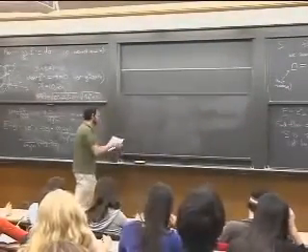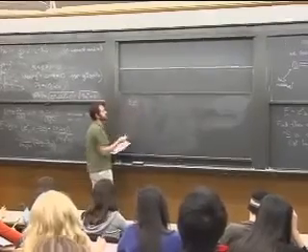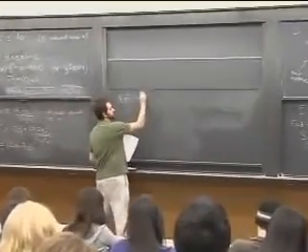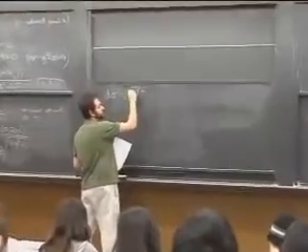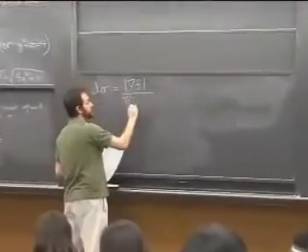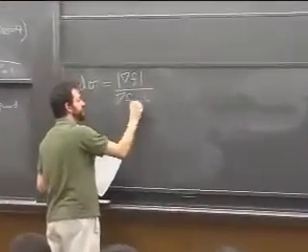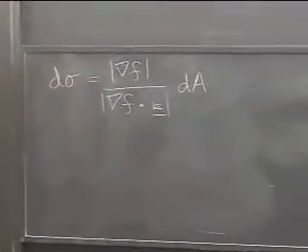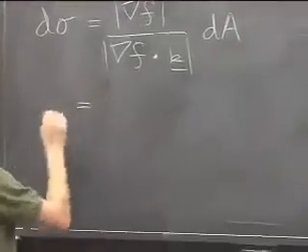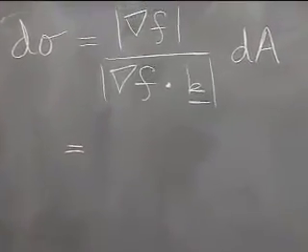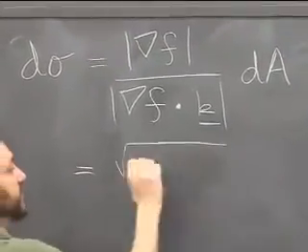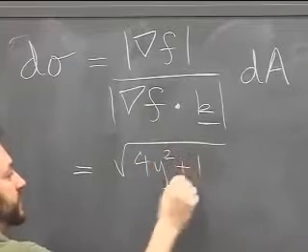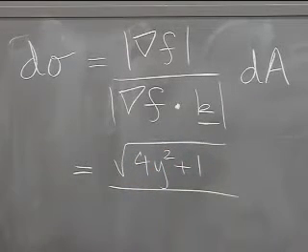We have seen, so I said dσ is equal to the length of the gradient of f over gradient f dot k, dA. That was the formula I wrote before. Luckily, we have everything we need. We've already worked out what the gradient of f is. In fact, we've already worked out its length. It's root 4y squared plus 1. But what about the grad f dot k?